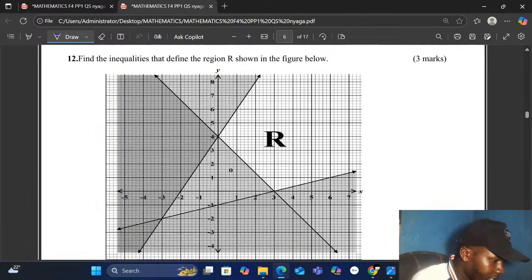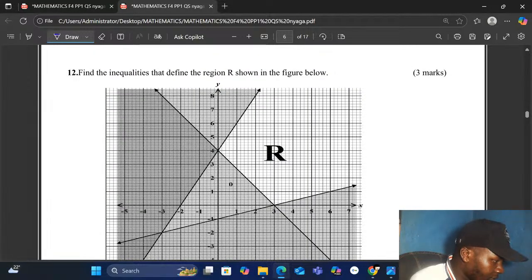So we are supposed to look for the required region, and you can see we have the lines. So you can find the inequalities that define the region R in the figure below.